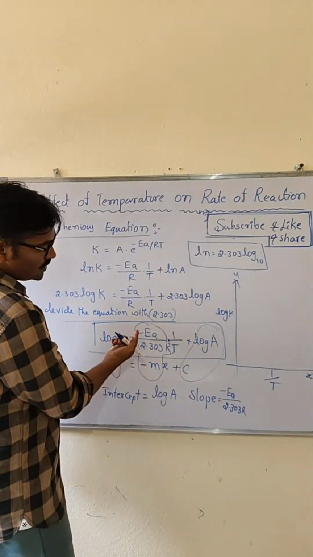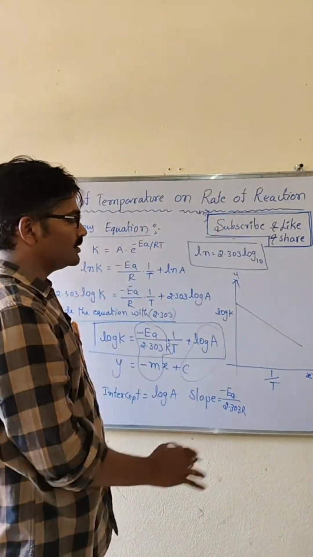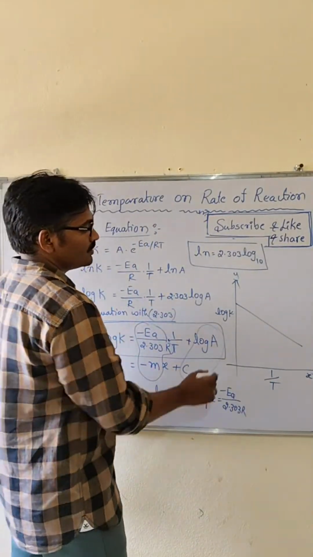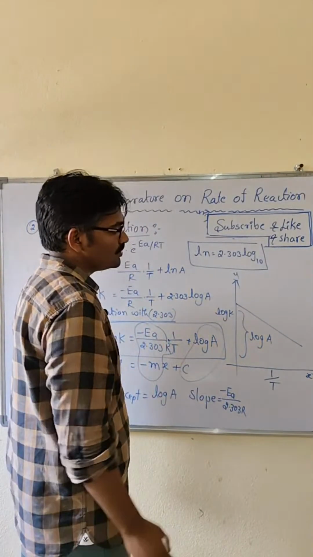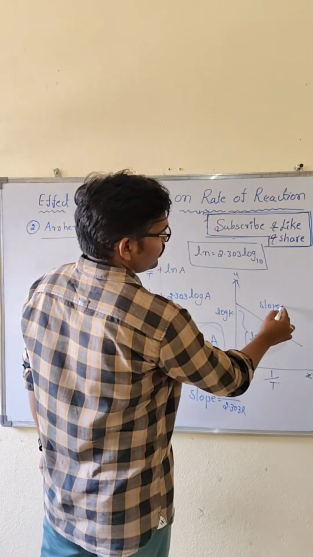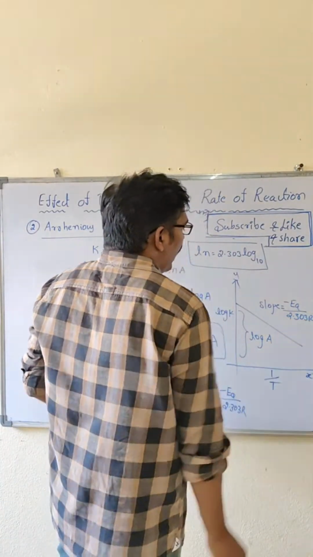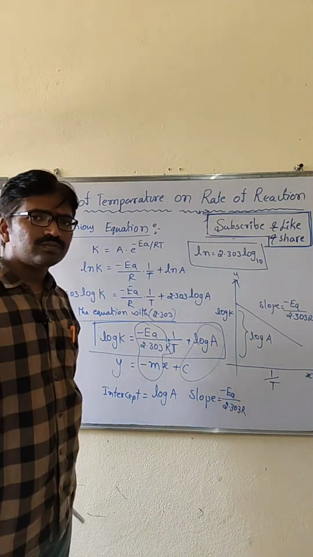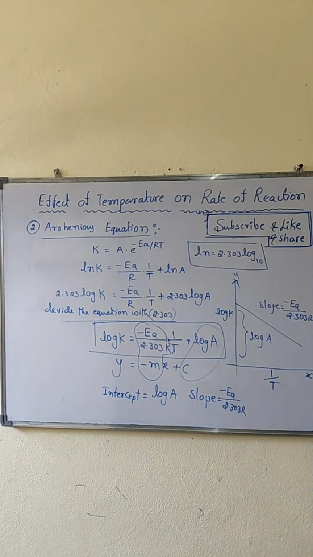The slope is negative, so you get a straight line like this. Remember, a positive slope you get like this, and a negative slope you get like this, downwards. Clear? So log A is the intercept, and the slope is equal to minus Ea divided by 2.303 R. So this is the Arrhenius equation when you apply log.